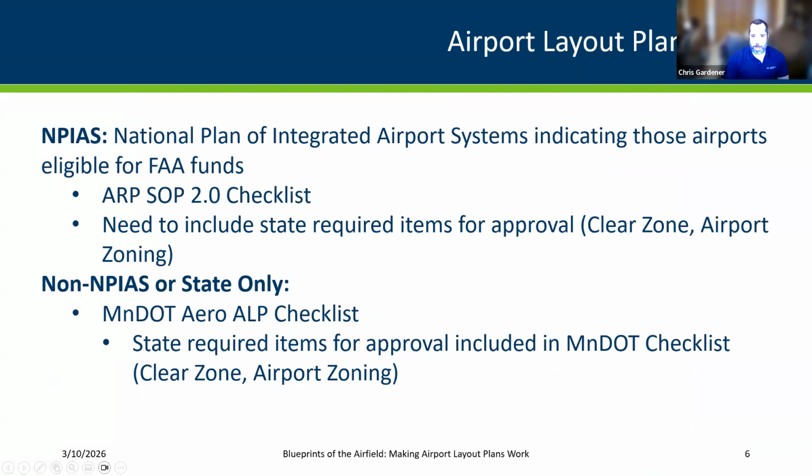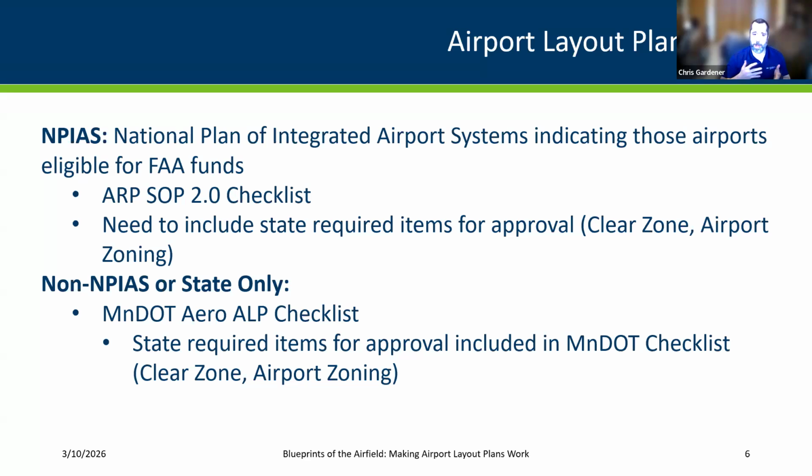So a couple other things I wanted to discuss real quick here. In the context of airport layout plans, there are oftentimes some terms that are kicked around. We might say a NPIAS ALP or a federal ALP, and we might say a non-NPIAS or a state-only ALP. So I just want to differentiate here real quick. NPIAS, the National Plan of Integrated Airport Systems, indicates that those airports are eligible for FAA funds.